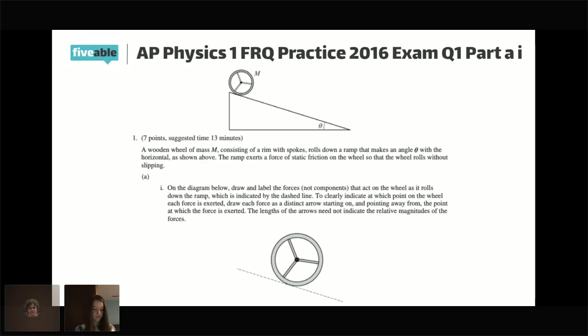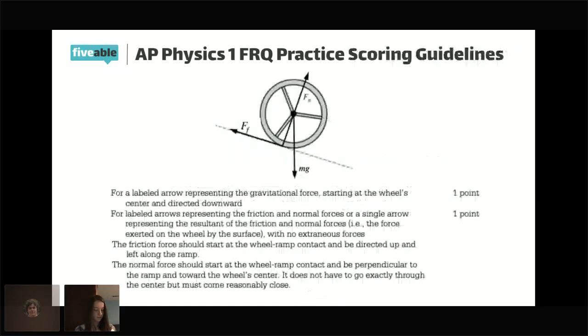To clearly indicate at which point on the wheel each force is exerted, draw each force as a distinct arrow starting on and pointing away from the point at which the force is exerted. The length of the arrows need not indicate the relative magnitudes of the forces. So when you're drawing the free body diagram, there's a lot of things you can mess up here, which is kind of unfortunate because these are seen as the easier points.